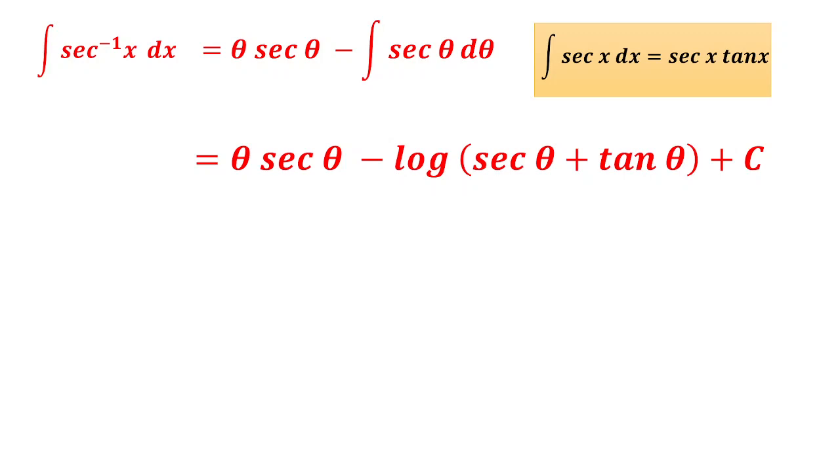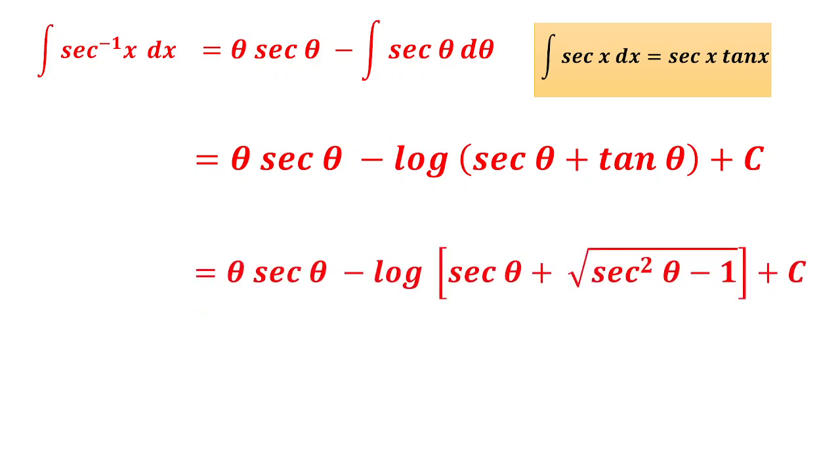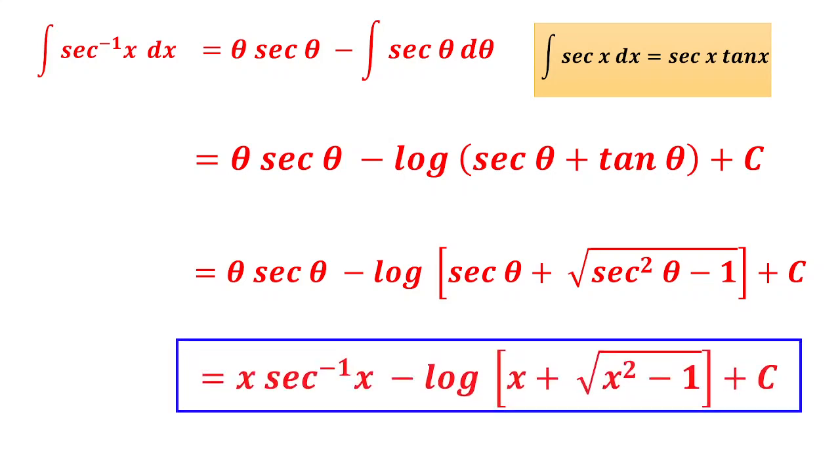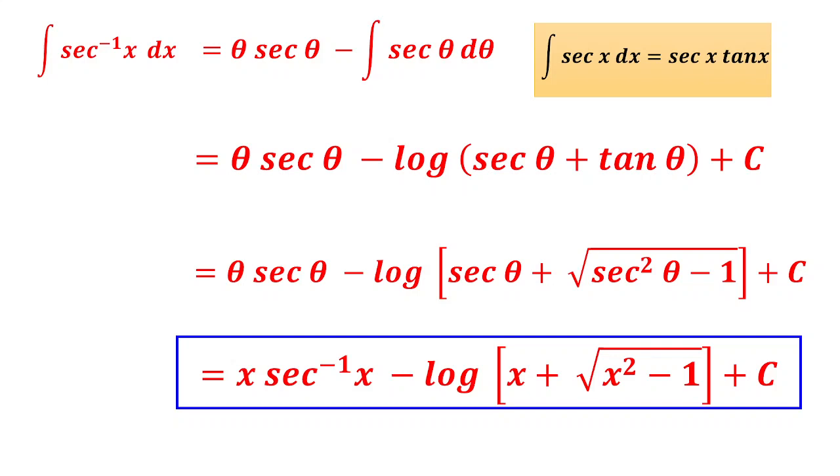While we are doing the resubstitution, check whether everything can be resubstituted directly. Theta can be done, secant theta can be done, but tan theta we have to convert in terms of secant so that we can do the substitution. We have the formula 1 plus tan square is secant square. Therefore tan square is secant square minus 1, and tan theta is square root of secant square theta minus 1. Now you can do the resubstitution: x into secant inverse x minus log of, for secant theta x, and for square root of secant square theta minus 1, it is root x square minus 1.